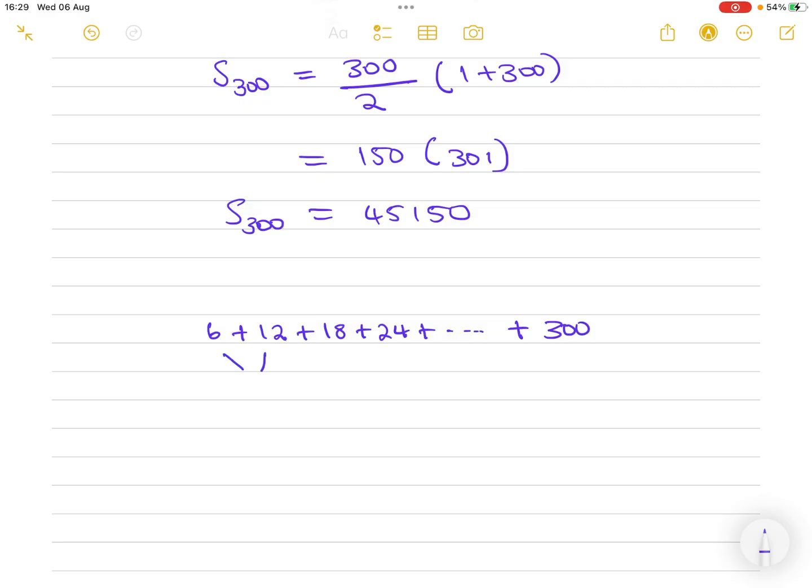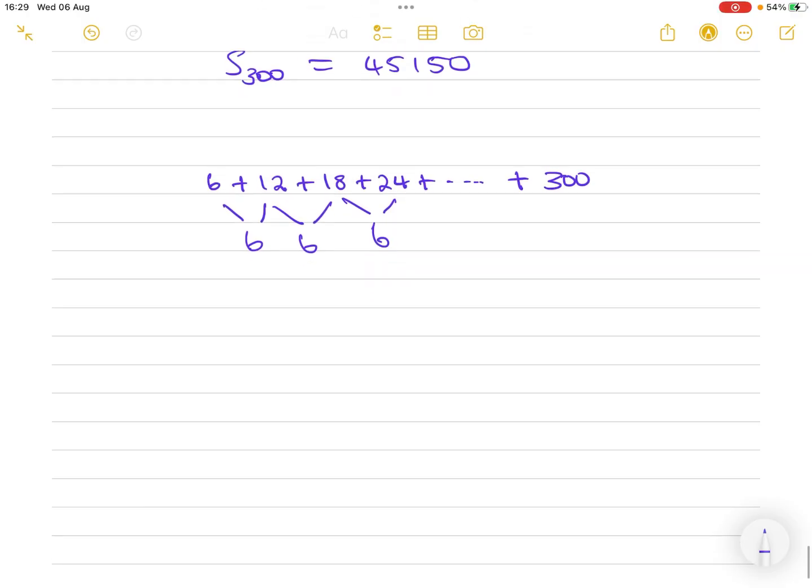So in this case, you see that the common difference will be 6, because 12 minus 6 gives 6, 18 minus 12 gives 6, 24 minus 18 gives 6. So what does that imply? That implies that we are also working with an arithmetic series. What do we do if we have an arithmetic series and we also have the last term?